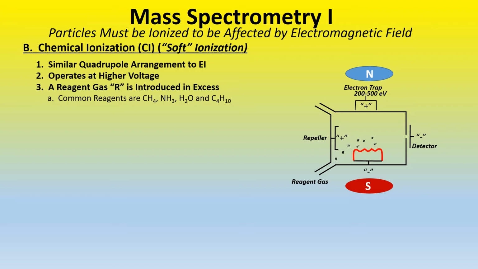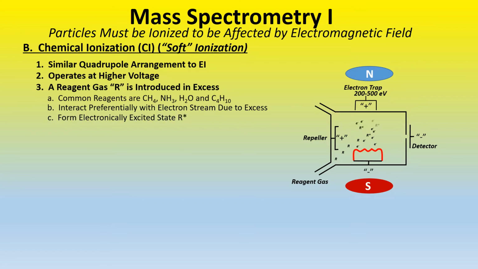Since they are introduced at a very high excess, they wind up preferentially interacting with the electron stream. Their purpose for being introduced is to form an electronically excited state, R star. After these chemical ions are produced, the sample is then sent into the chamber.